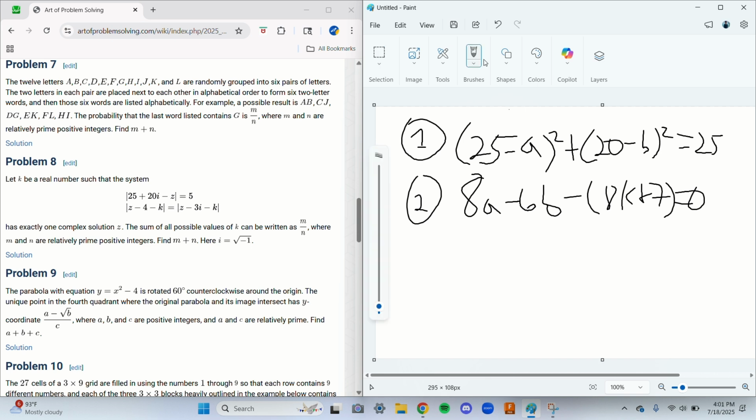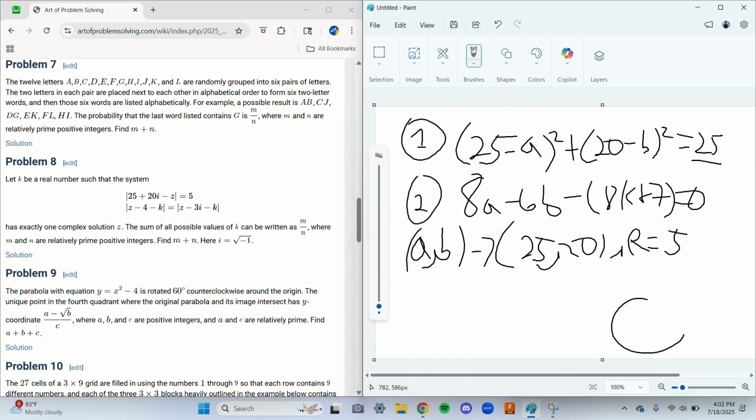Well, look at equation 1. The thing about equation 1 is we have a perfect square here, and we have two things being squared. So the thing that immediately jumps out to us is that this is a circle, with center 25, 20. So if we let a comma b be x, y, then the center is 25, 20, and the radius of the circle is equal to 5. But what does this tell us? So we have a circle here with the center, and this is radius 5.